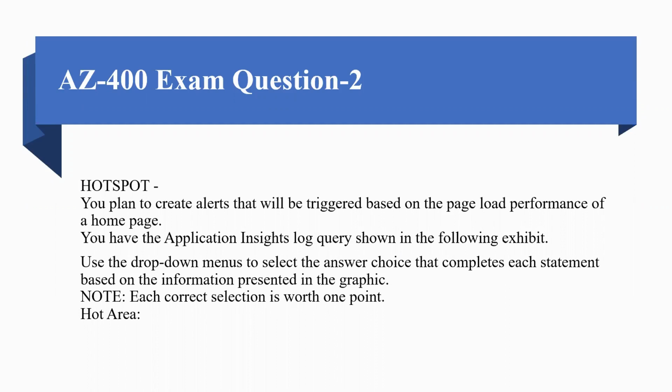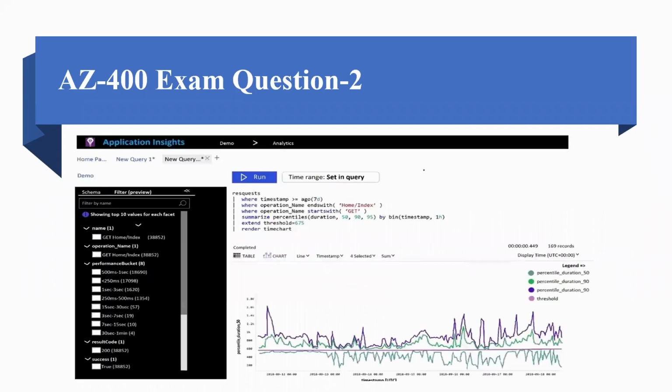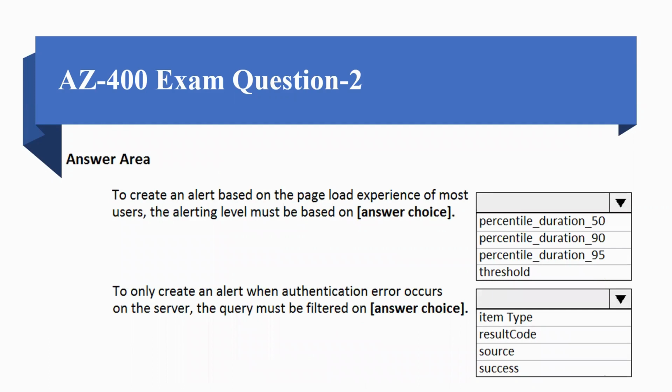Moving to the next question, you plan to create alerts that will be triggered based on the page load performance of a home page. You have the Application Insights log query shown in the following exhibit. Use the drop-down menus to select the answer choice that completes each statement based on the information presented in the graphic. This is the graphic in Application Insights, as we can see, where percentile durations are given. Now the question is, to create an alert based on the page load experience of most users, the alerting level must be based on percentile duration 50, percentile duration 90, percentile duration 95, or threshold.